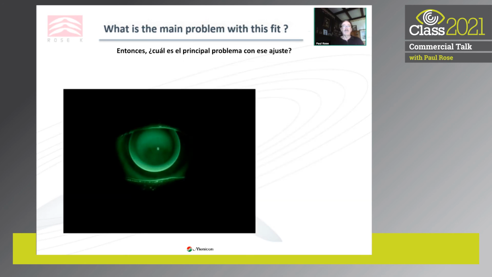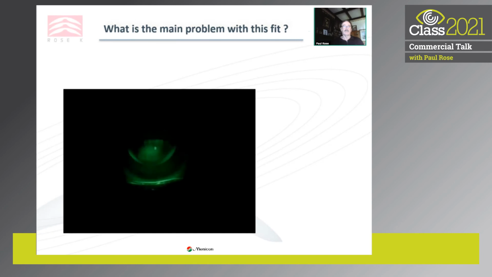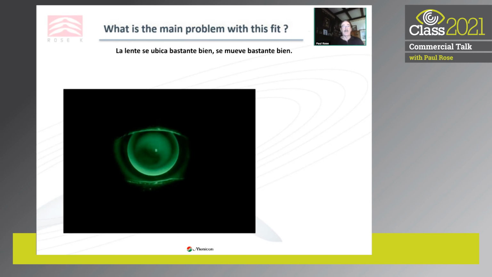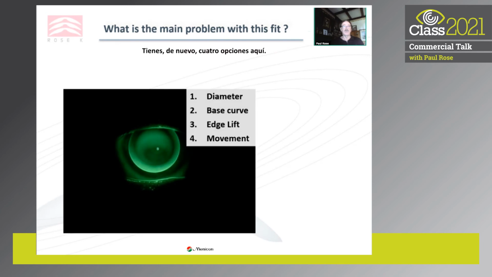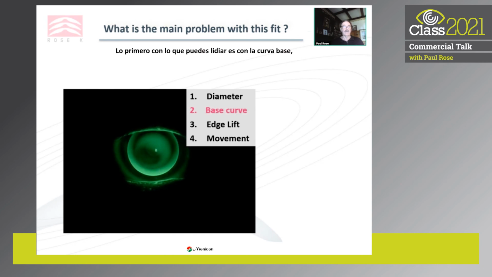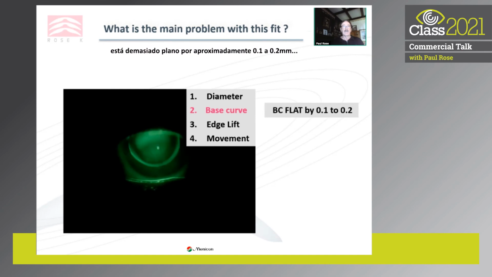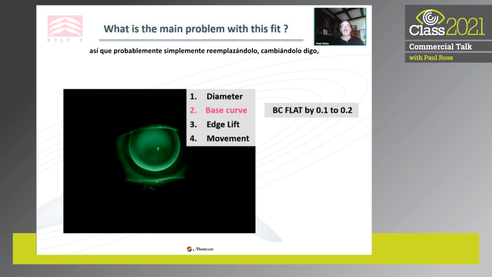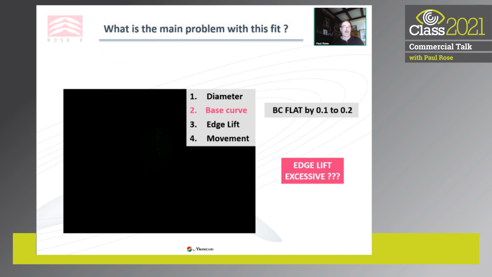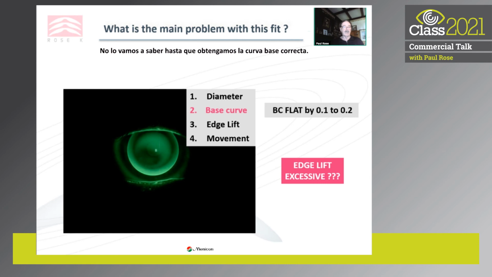So what is the main problem with this fit? Lens is locating quite nicely. It's moving quite well. You have, again, 4 choices here. What's the main problem? First thing you can deal with is the base curve. It's flat by about 0.1 to 0.2 millimeters. And as soon as we do that, that's immediately going to change the edge lift pattern and tighten it up a little bit. So probably by simply changing that, I say, is the edge lift excessive? We don't know that until we get the correct base curve.